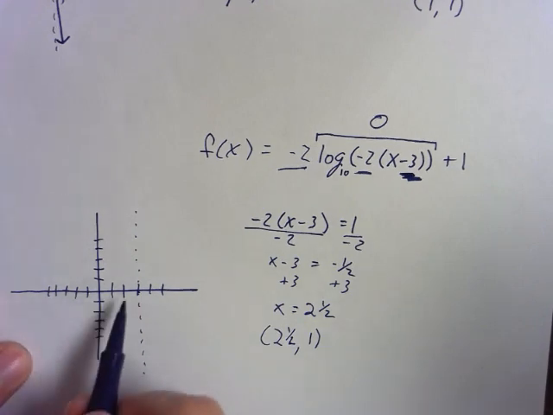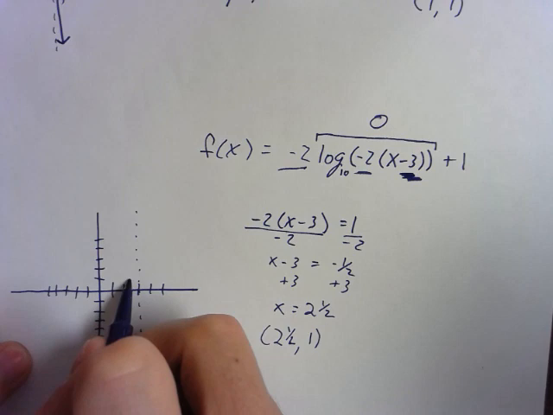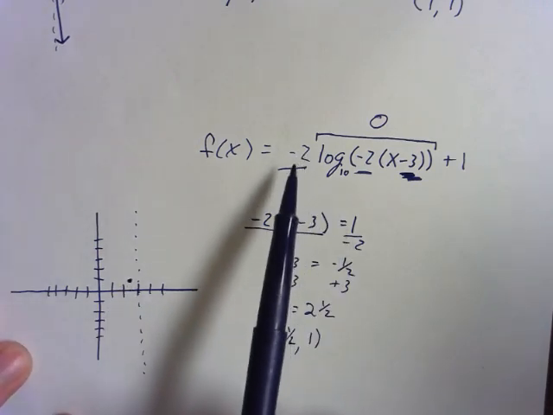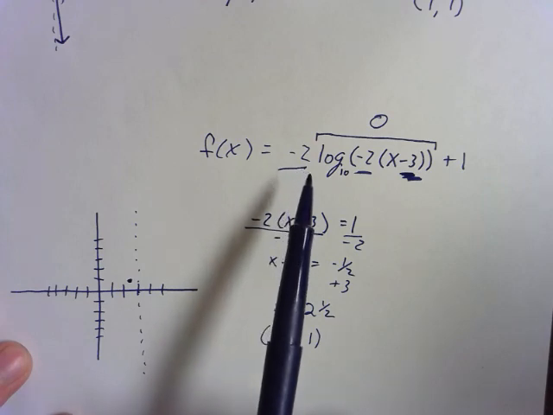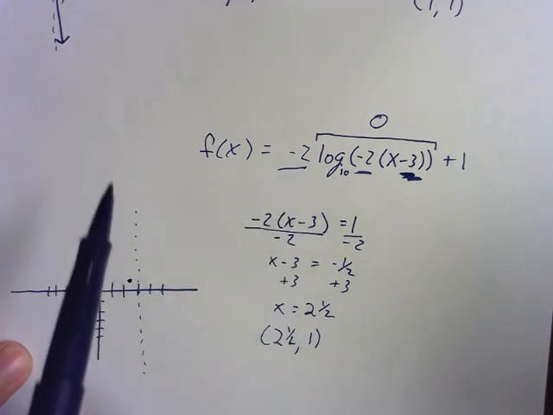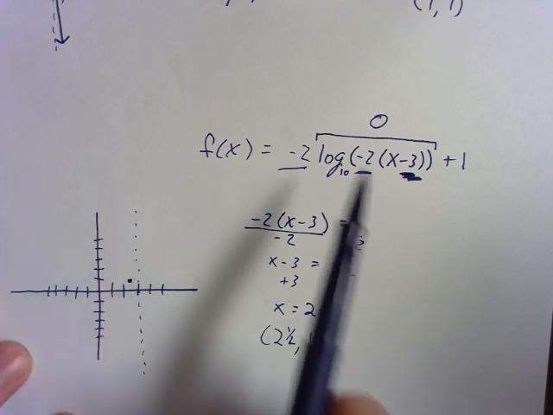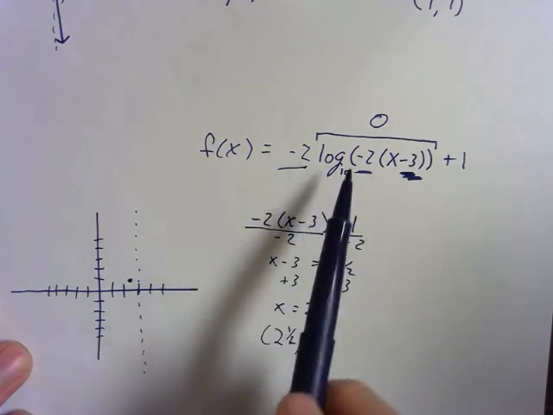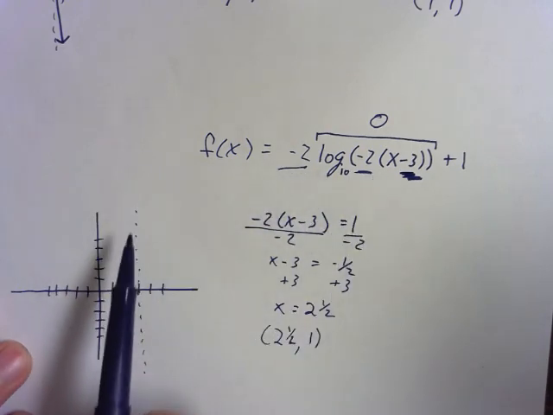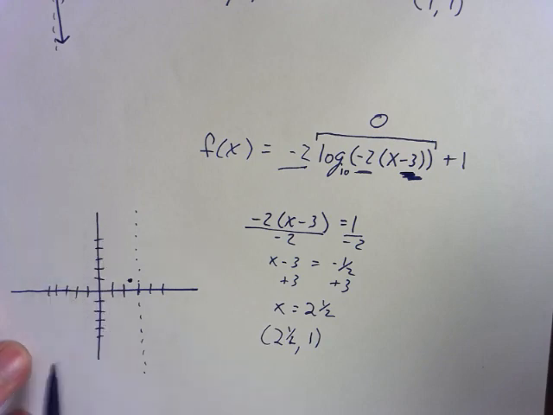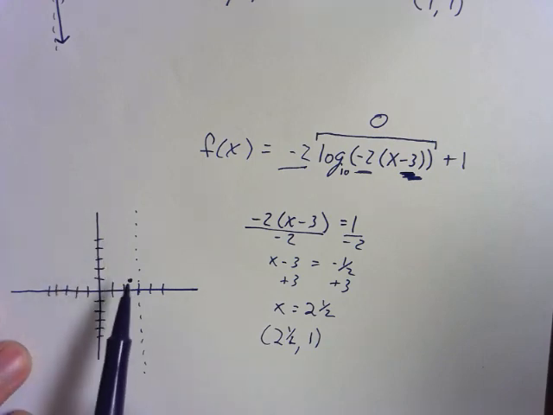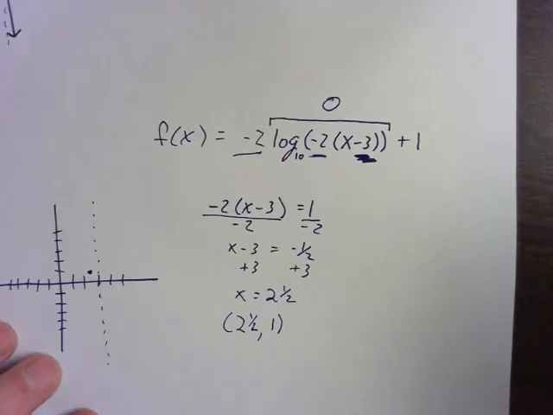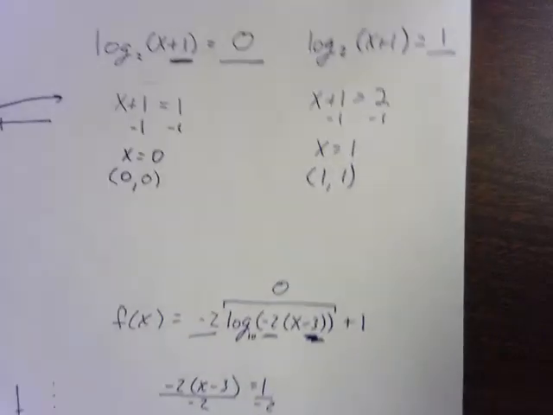So I'll be at 2.5 and +1. And based off of my negative values, this negative tells me I'm going to flip it over the x-axis, so I'll be facing downwards. And this negative inside tells me I'll flip it over the y-axis. So based off these two negatives, I know that I'll be going down and to the left. And this vertical asymptote here with my point on the left side tells me I'm on the right track so far.